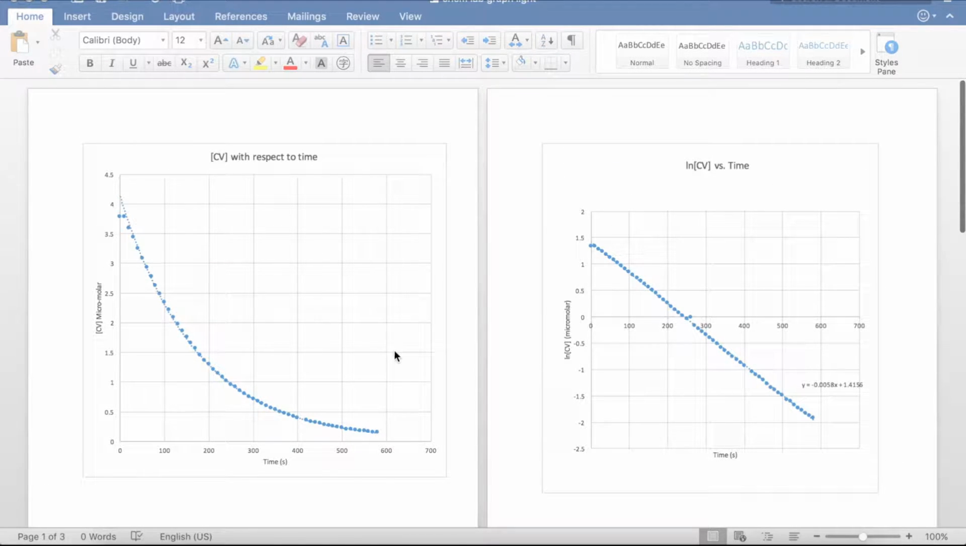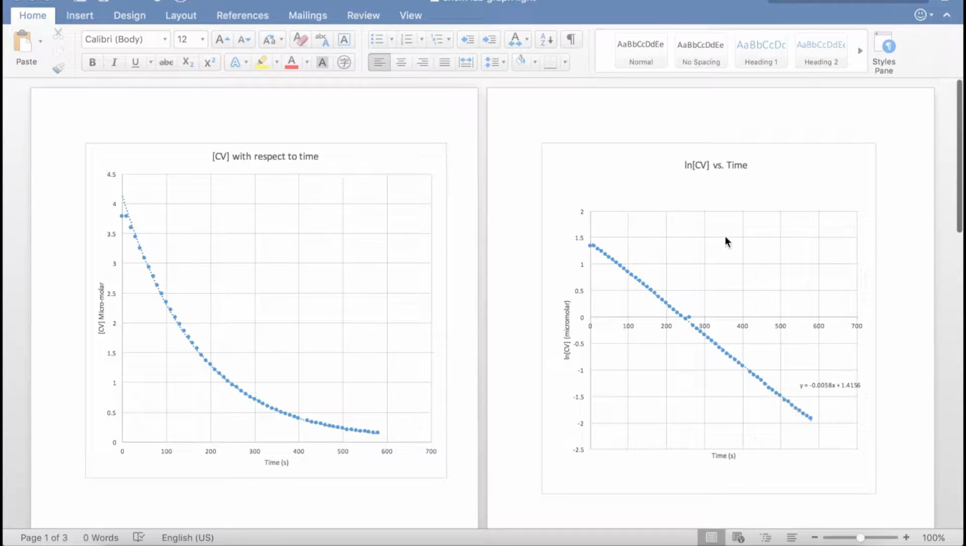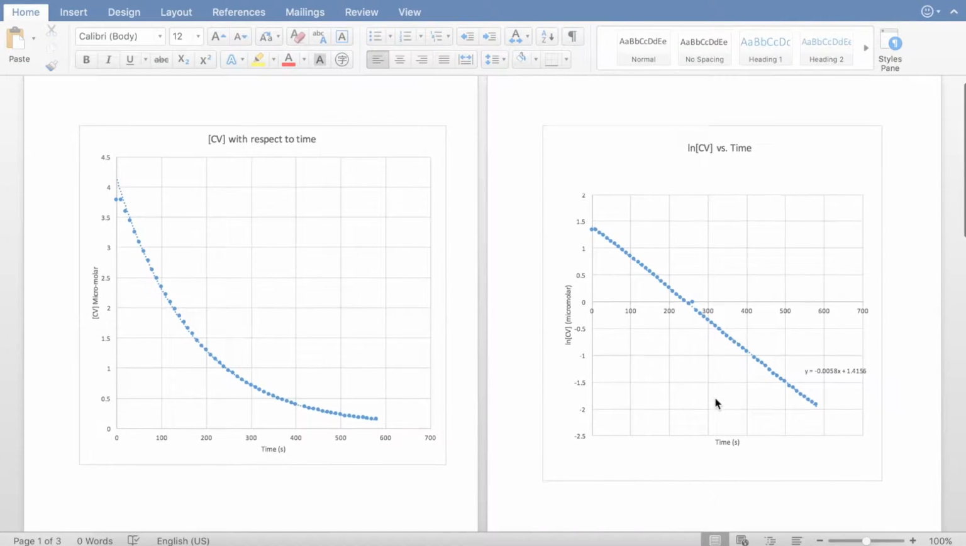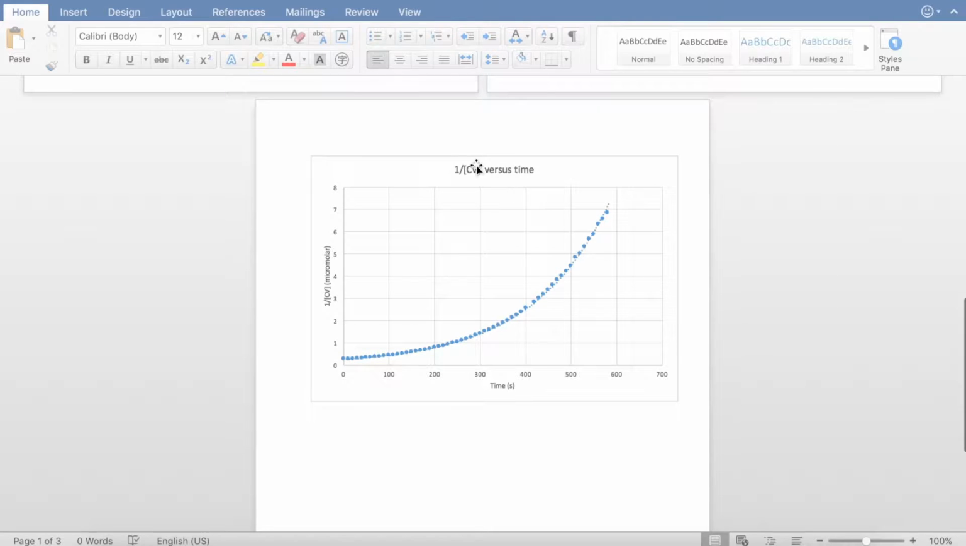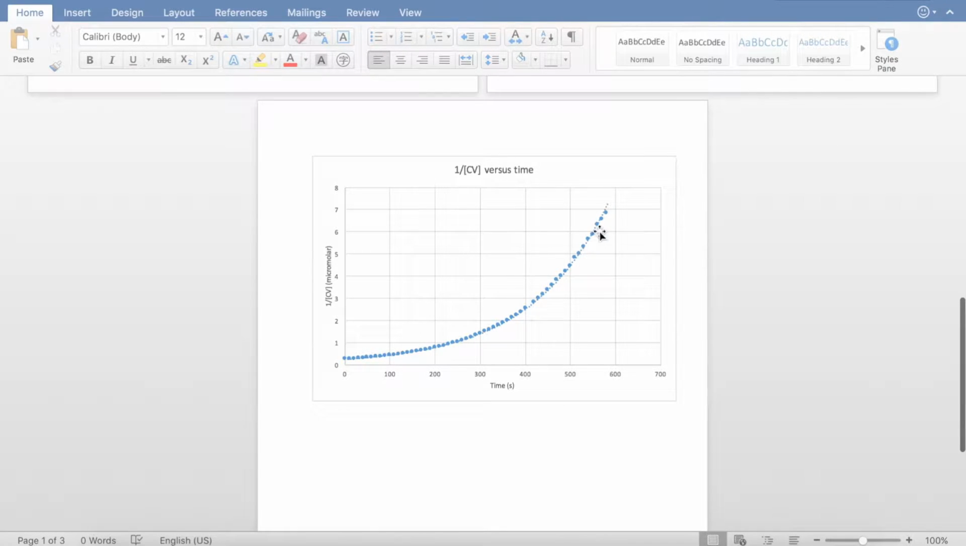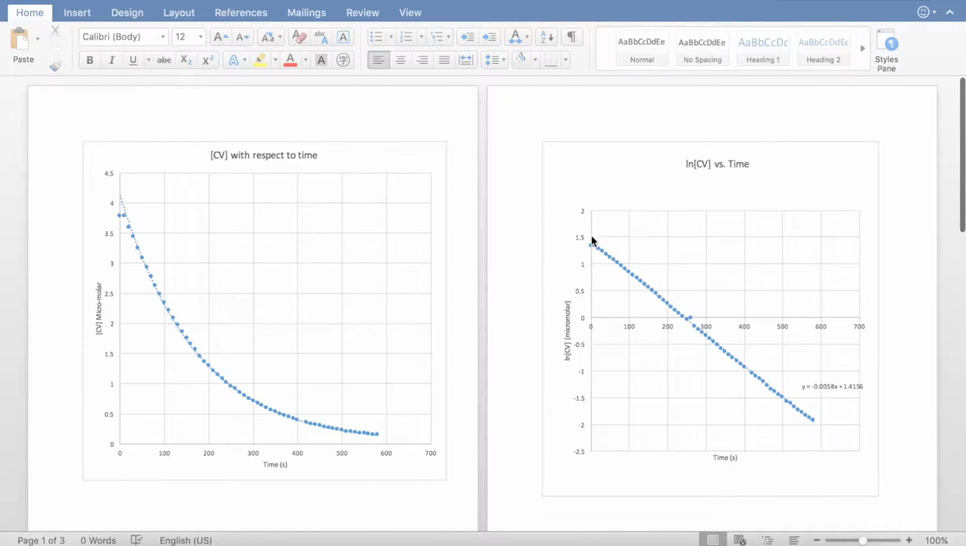Moving on to the right, natural log of the concentration versus time was graphed here. The linear relationship shows that it is first order. Now, just to ensure that the reaction isn't second order, 1 over CV was graphed, and because it is not linear, the most valid conclusion is that the reaction is first order based on this linear graph. The trend line is barely visible since it basically intersects with all the data points, and the slope here is negative 0.0058.